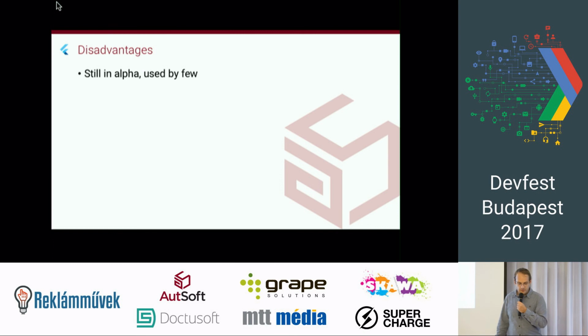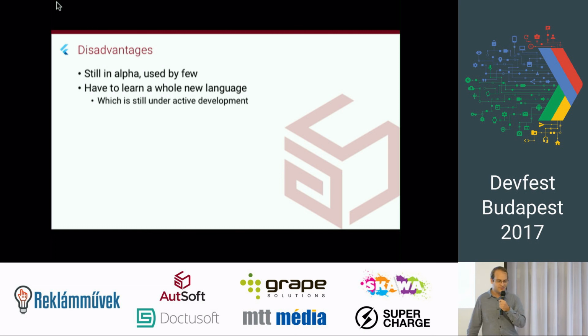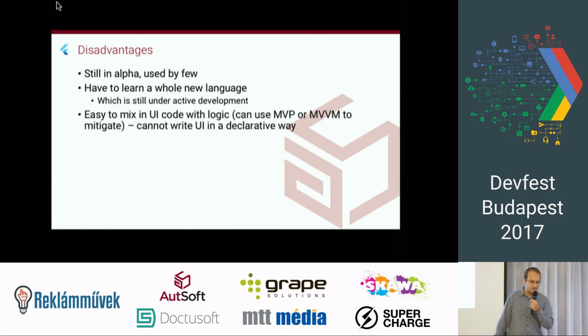But it has disadvantages. I would say avoid being the biggest user of some library, and at this time you can be the biggest user of some parts of this library. It's used by few, and you definitely have to learn a new language, which is very similar to Java, but still a new language. And it's still under active development, so iOS developers using Swift can relate. And it's very easy to mix the UI code with the logic of the application. Of course, you can use MVP or MVVM architecture to mitigate this problem, but still, sometimes it's easier to write a UI in a declarative way, like on Android.